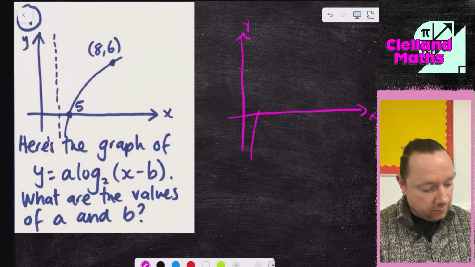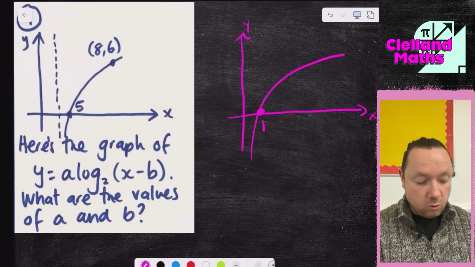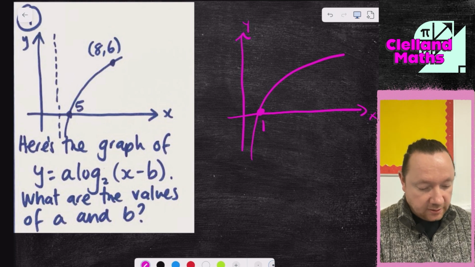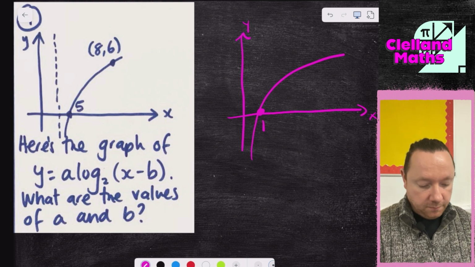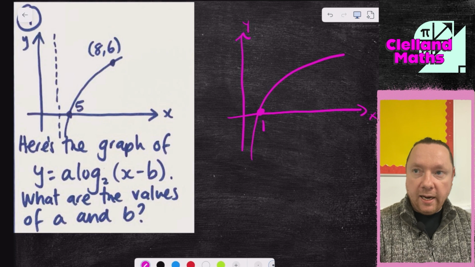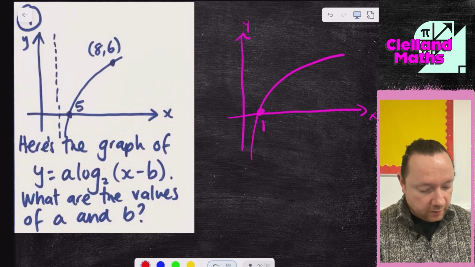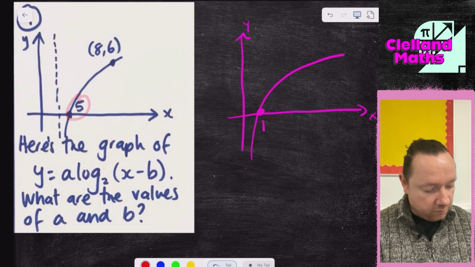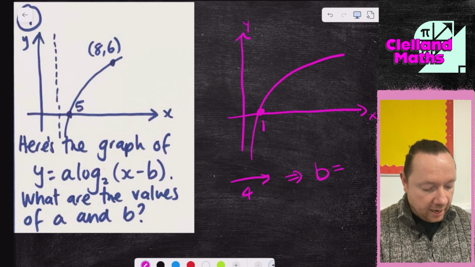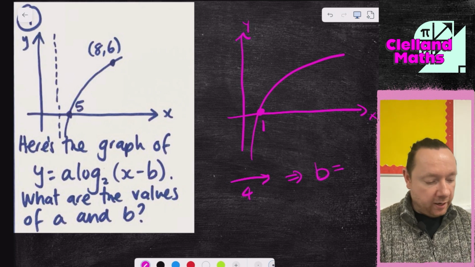A normal log graph goes like that, roughly, and that's the point 1, 0. This is the same, but it's moved to the right by something and then been stretched. The moving to the right part is moved so that this is 5 from 1, so that's out to the right by 4. That immediately tells me that b, since it's x minus b, and minus means moved to the right, that b is 4.